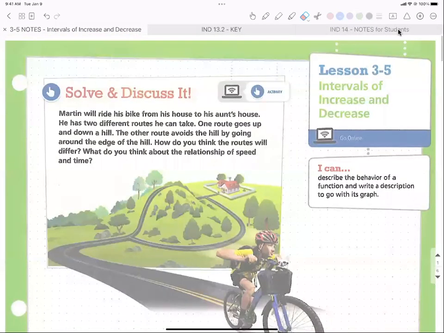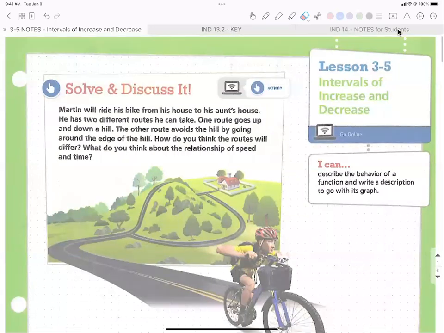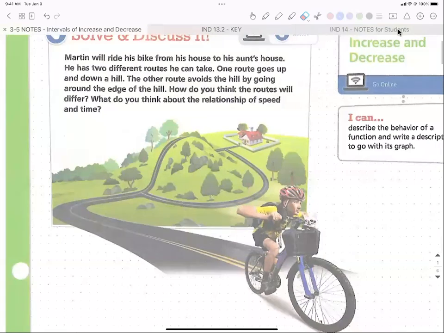Okay, lesson 3-5, the title is intervals increasing and decreasing, okay? And we're not really going to work this solve and discuss it. I'm just going to use it to talk about a couple of things with you, okay?